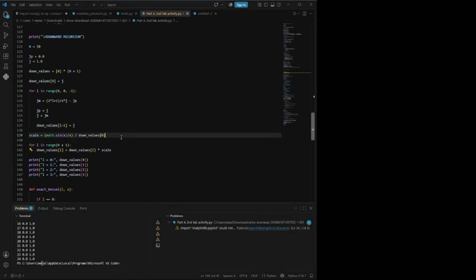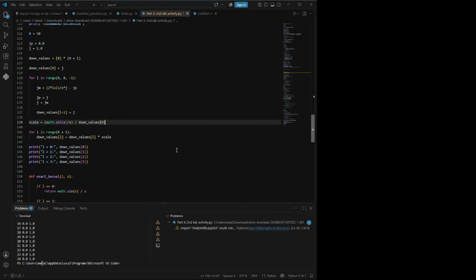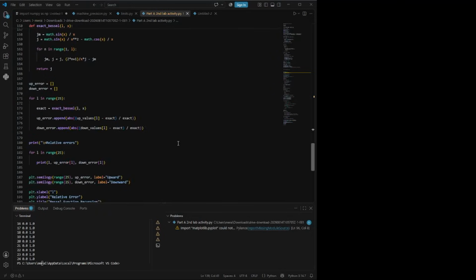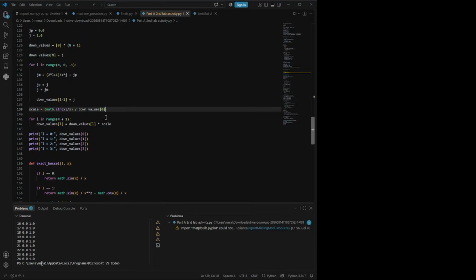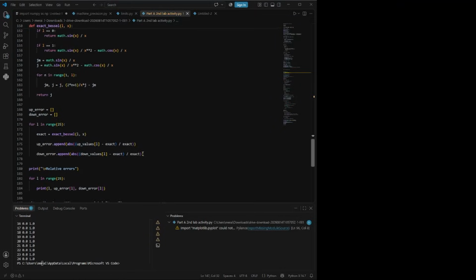Okay, so as you can see, I have my scale right here. Now for L in range n plus 1, down values equals down values times scale. Then I print L equals 0, down values 0. So as you can see, we can do my down values.